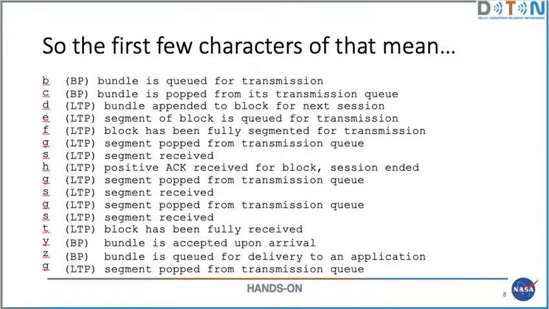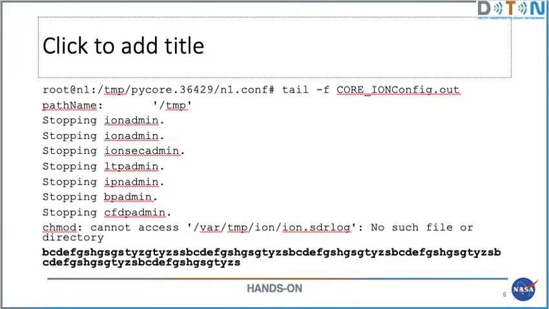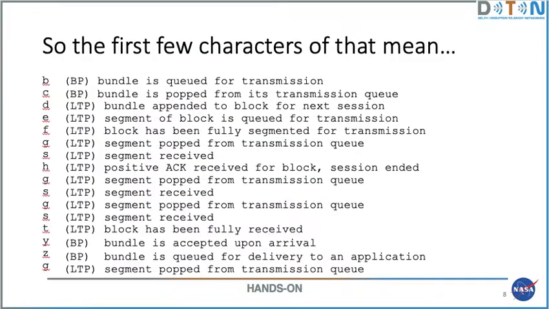So what did the first few characters mean? If we go back up here and look at what was coming out, we got B, C, D, E, F, G, S, H. What does that mean? So B is a bundle protocol watch character, bundle queued for transmission, bundle popped from its transmission queue, so that's actually going out. Bundle appended to a block for the next session. So this is going into LTP.